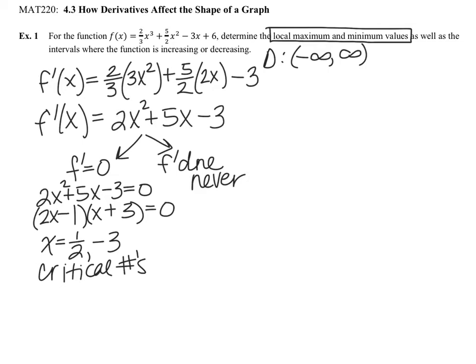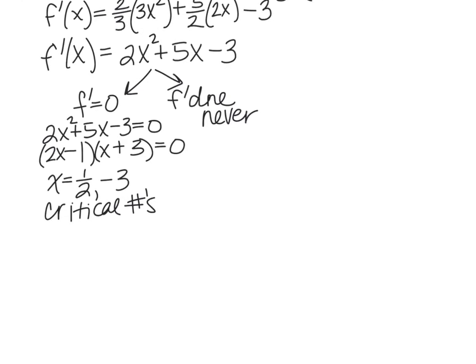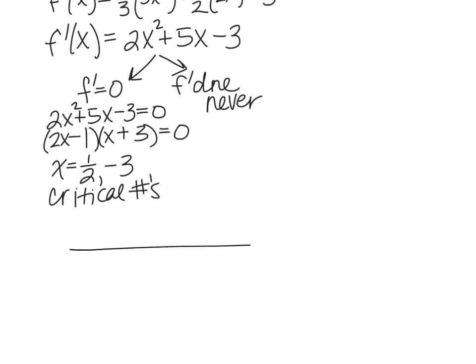However, we don't know if these are going to give us local maximums or minimums until we do the first derivative test. So for the first derivative test, I like to label my number line with an F prime as a reminder that I'm doing the first derivative test here. I'm going to test around my critical numbers, negative 3 and 1/2. And then I'm going to go ahead and test values smaller than negative 3, maybe negative 4, something between negative 3 and 1/2, how about 0, and something bigger than 1/2, how about positive 1.